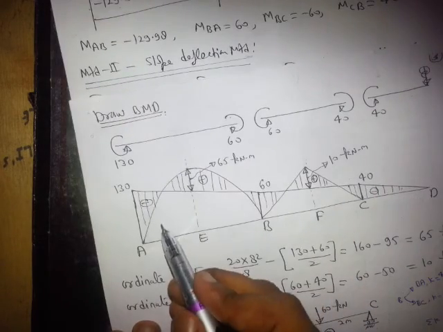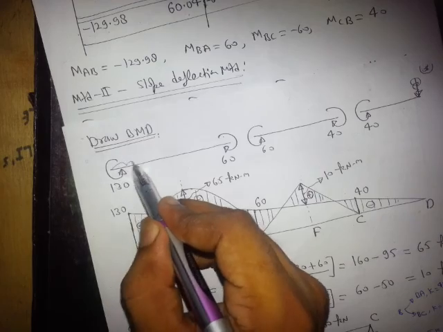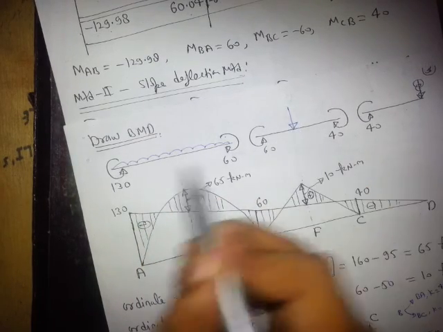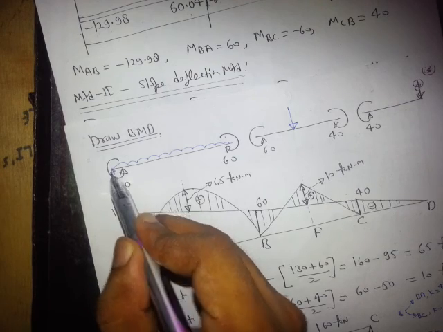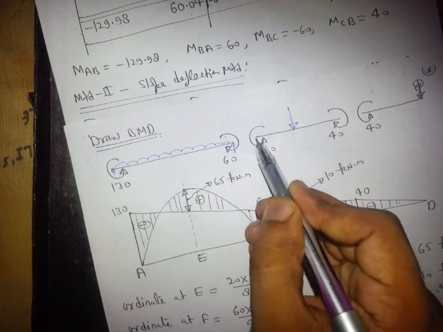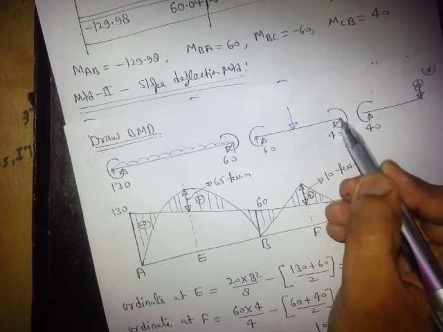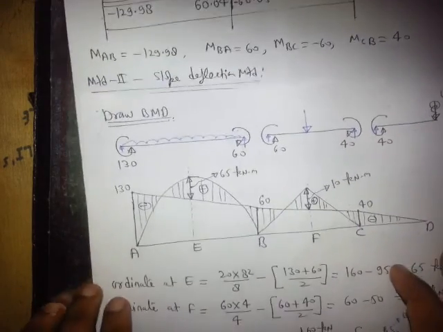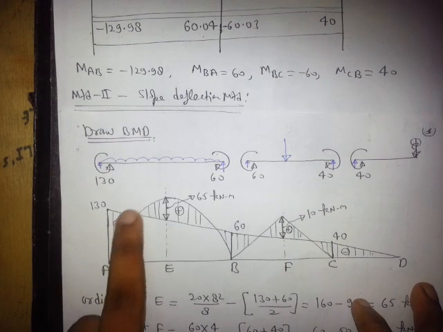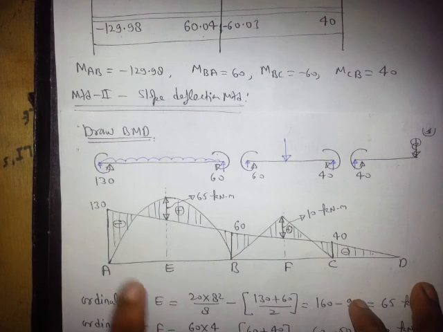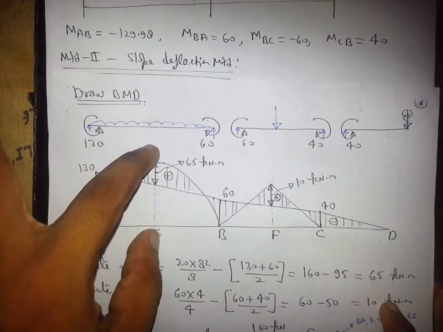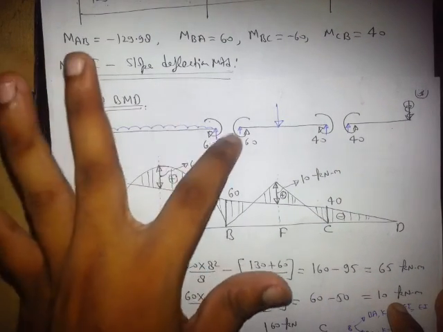And now see, here is a UDL and here is a point load, and these are the supports like this. Right, so now you can say that this will be WL squared by 8, means 20 into 8 squared divided by 8. This value is a total of 160. These two arrows hit below.